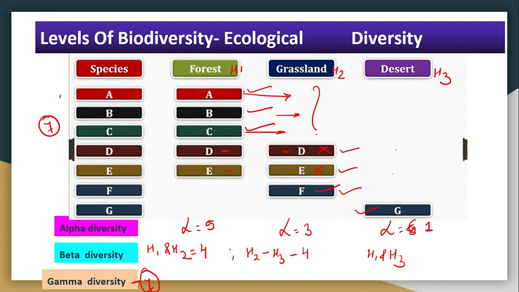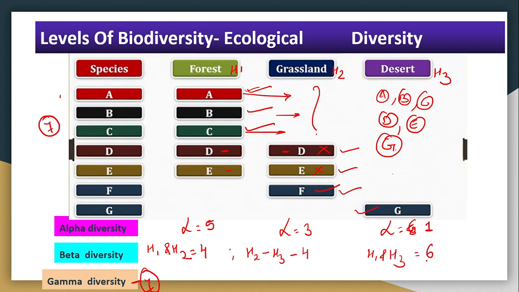What about H1 and H3? Let's check. A is present here, absent here. So A is unique. Then B is absent here, B is unique. C is absent here, C is unique. D is absent here, D is unique. E is absent here, E is unique. F, it's not present in any of them. Then G is present here, G is not present here. So G is unique. How many? 1, 2, 3, 4, 5, 6.